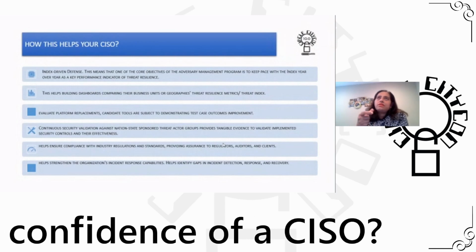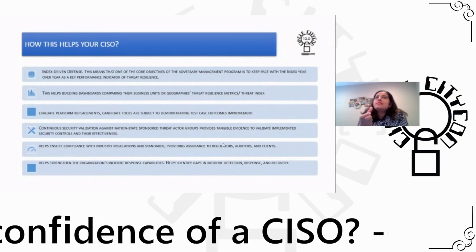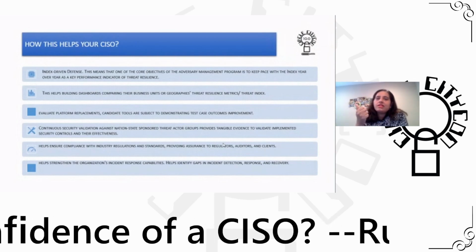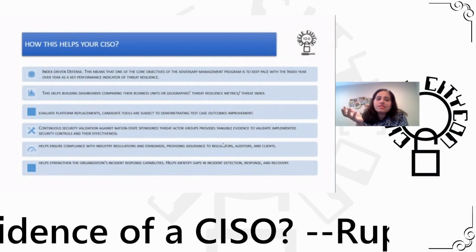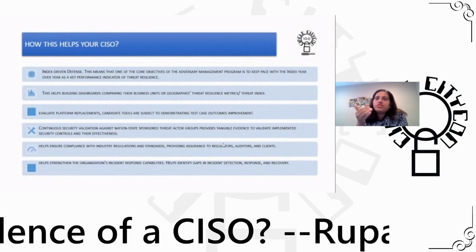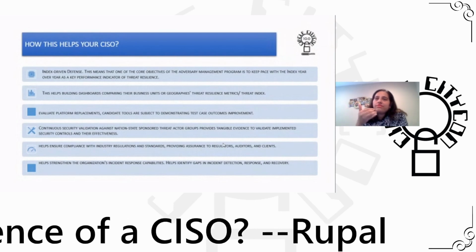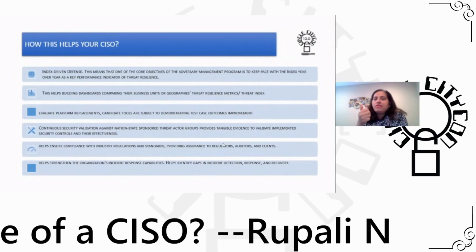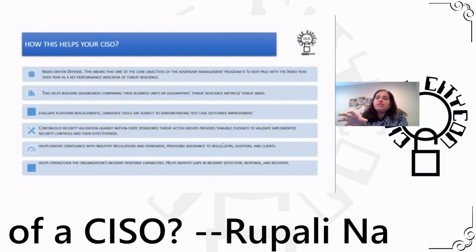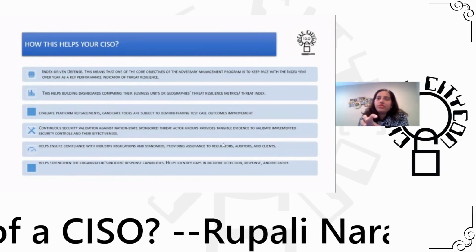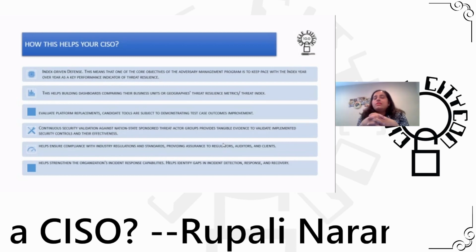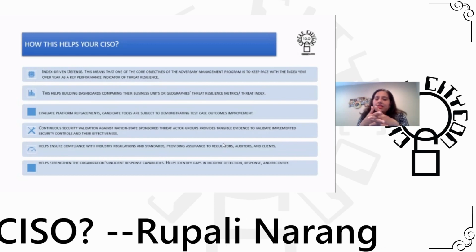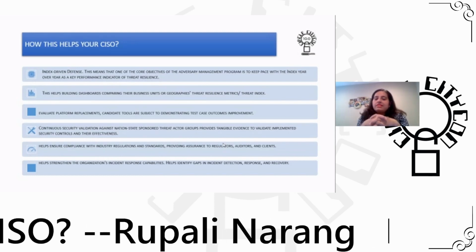If a similar threat simulation exercise is being done for different departments, or if your organization has geographical offices and a similar exercise is done for different geographical locations, it provides a security posture idea of how a particular geography is performing compared to another, if you have different security controls pertaining to that geography. So this helps build dashboards comparing business units or geographies, threat resilience metrics, and the threat index.